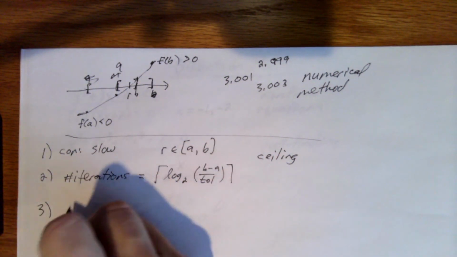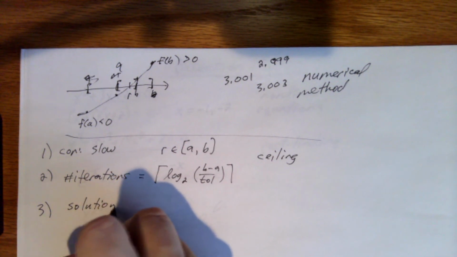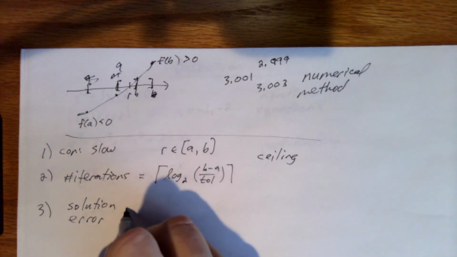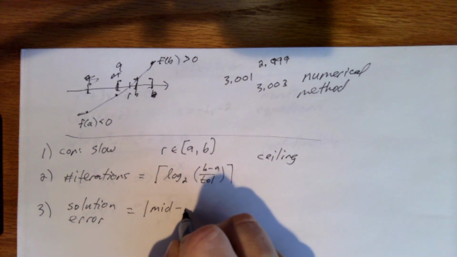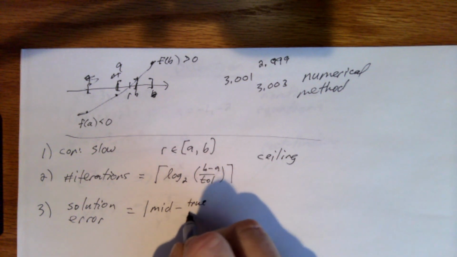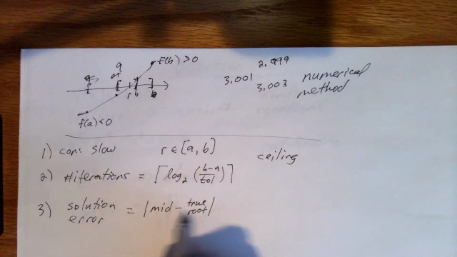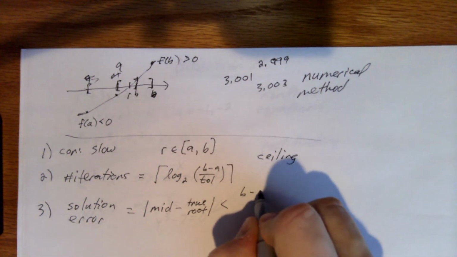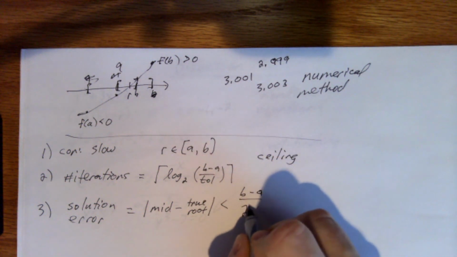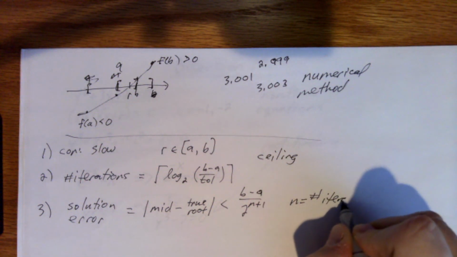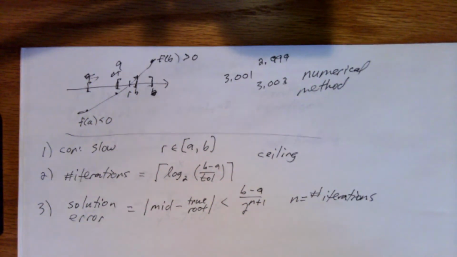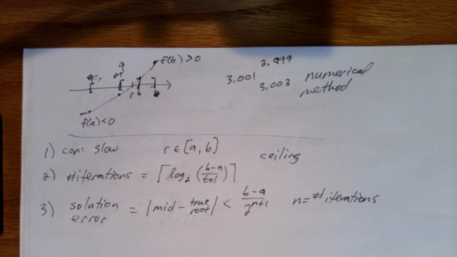A third thing is the solution error. That is, if we take the midpoint minus the true root, the true answer, the absolute value will be less than b minus a divided by 2 to the n plus 1 power, where n equals the number of iterations. Okay, so that's the bisection method, and as we saw, it's fairly easy to implement, and it's also fairly easy to understand the answer, I think.